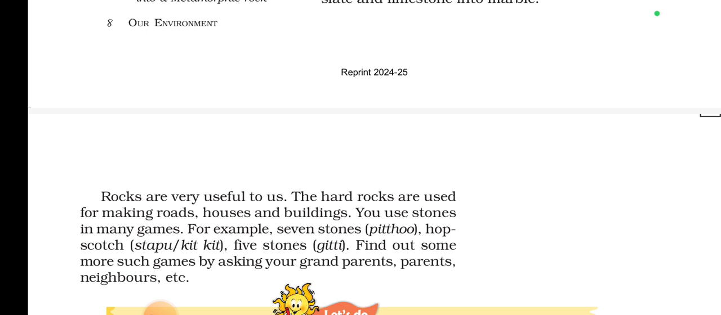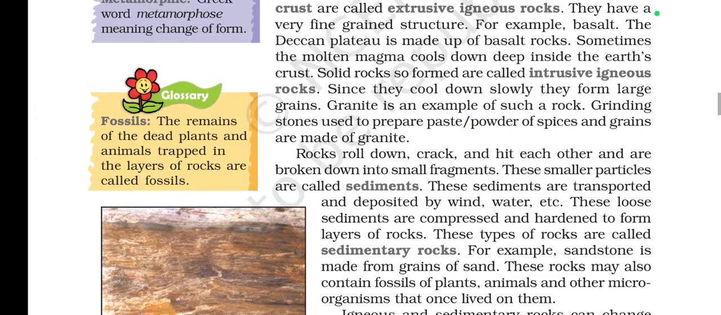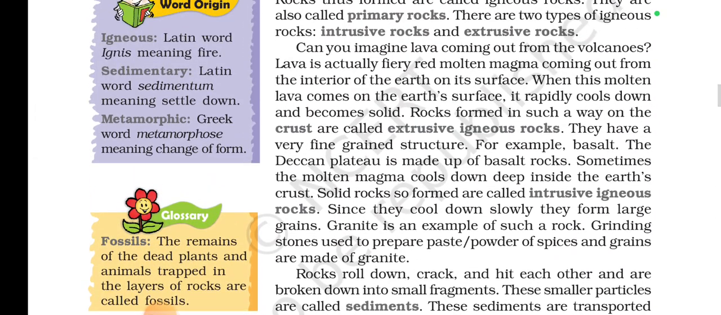Now we have been given an origin-based fact. The word igneous is a Latin word derived from ignis, which means fire. The word sedimentary is a Latin word derived from sedimentum, and the meaning of sedimentum is settle down. The third one is metamorphic, a Greek word derived from metamorphose, meaning change of form.